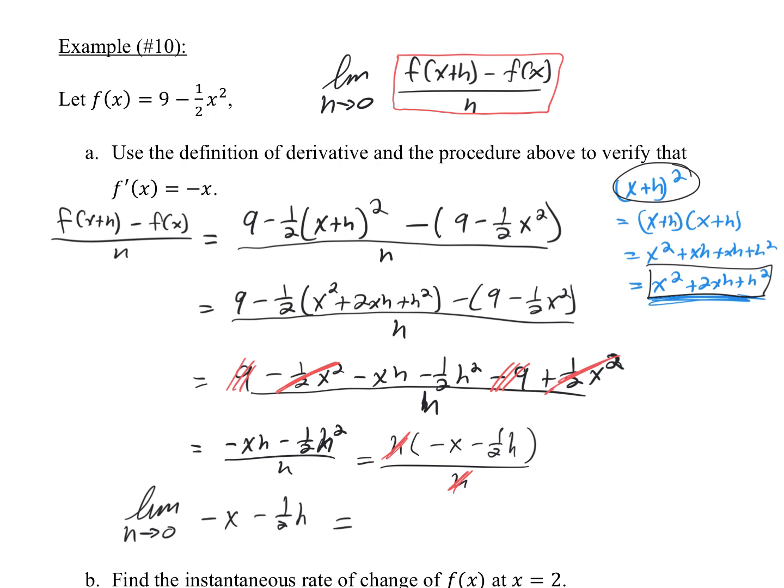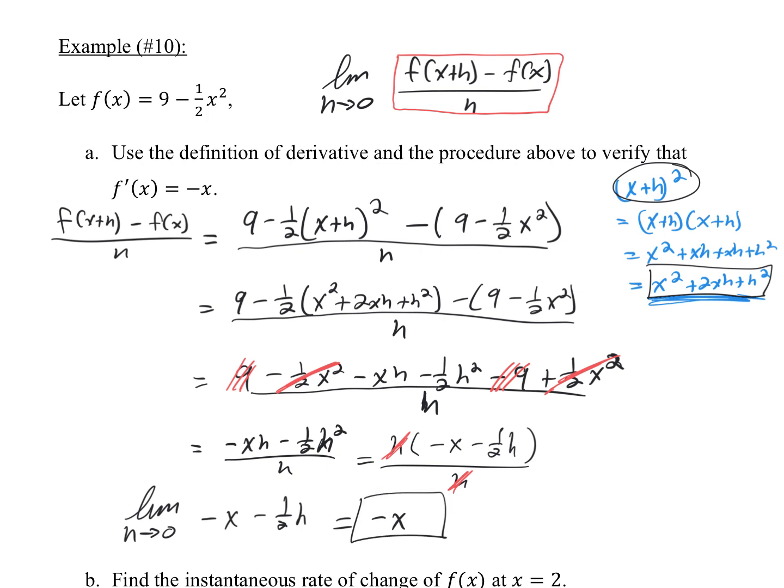And when you use direct substitution here, 0 gets plugged in for h. We just leave the x alone. So what we have is negative x. Technically it's minus half of 0, but the half of 0 just disappears. So what we have is this equal to negative x.